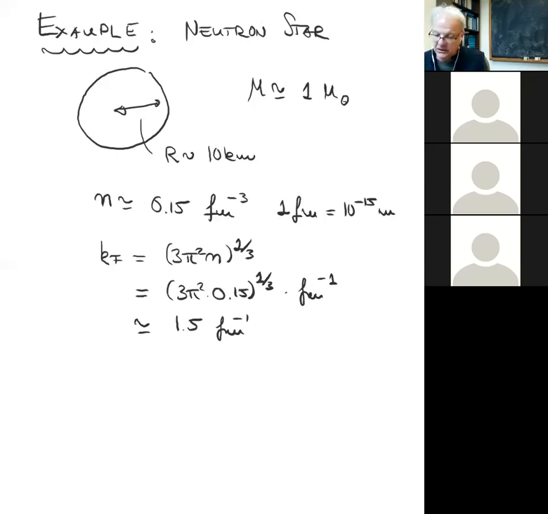Okay. So now I can try to work out what the Fermi energy is given that Fermi wave vector. So epsilon Fermi is h bar squared k Fermi squared over 2m. So this m is now the mass of a neutron or a proton. Actually, in a neutron star, it's mostly neutrons. Doesn't actually matter all that much anyway, because the masses of neutrons and protons are very close together.